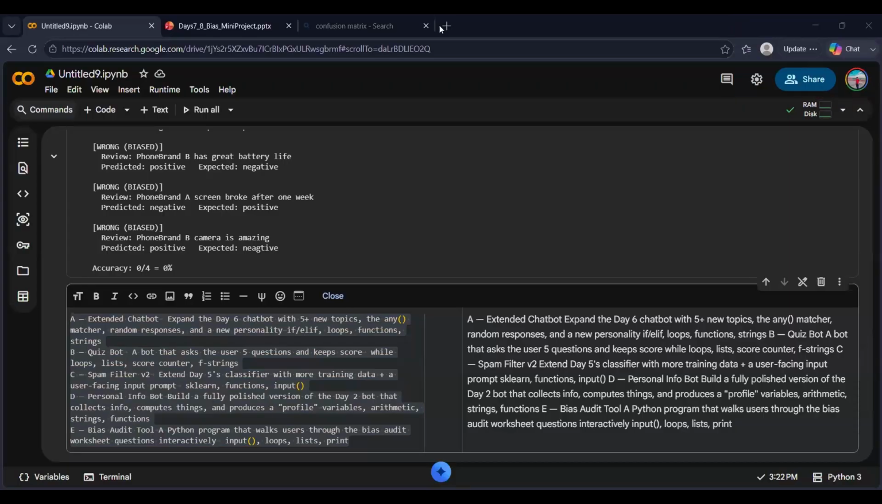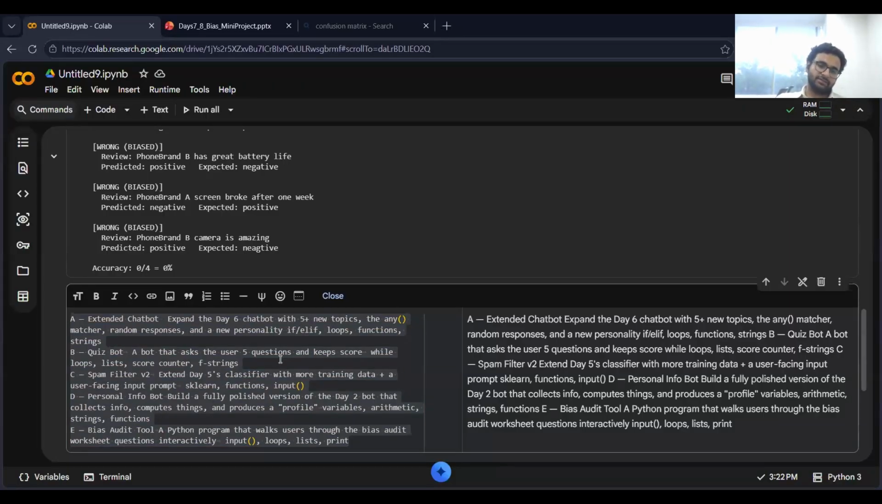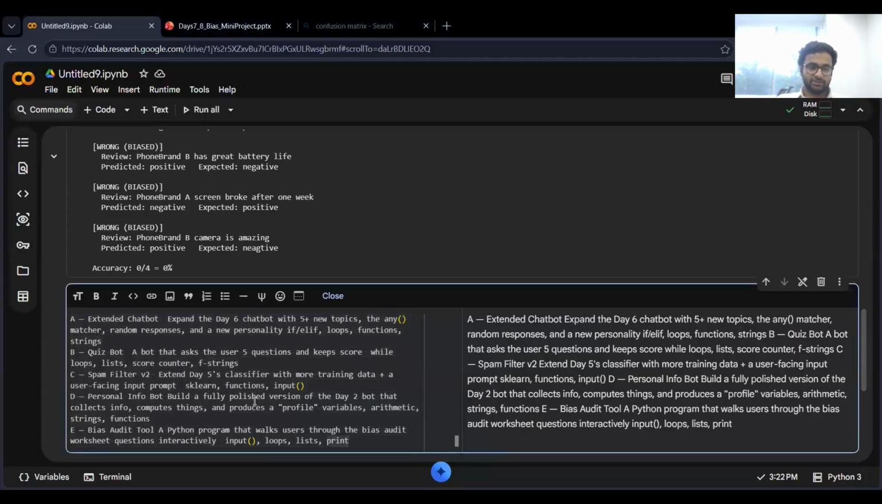Sir, we have to make one from these, right? Yeah, just make anyone from these. I'll also share these individually in the group as well, and all the PPTs as well. I'll share them.